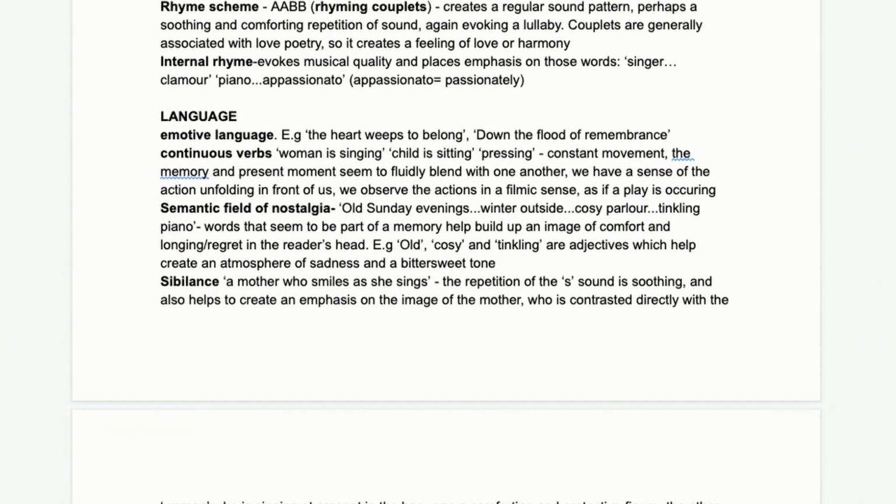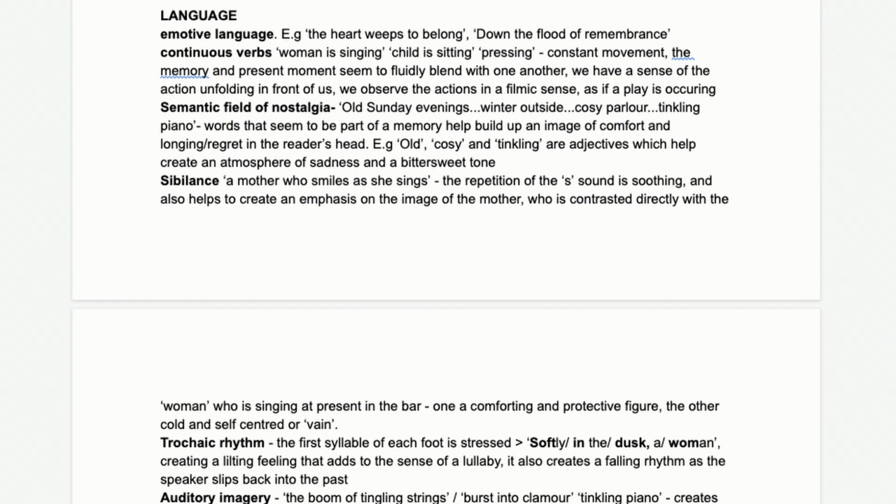So the language then, it's emotive language, meaning it's really emotional, and it creates a strong emotion in us, as well as showing how strongly the speaker is affected by what's going on. There's a sense of continuous verbs. These are verbs that end in ing. So woman is singing, child is sitting, pressing. Creates fluidity and movement, like things are not static, they're transitioning and unfolding in action in front of us. Feels a bit like a film or a play that we're watching.